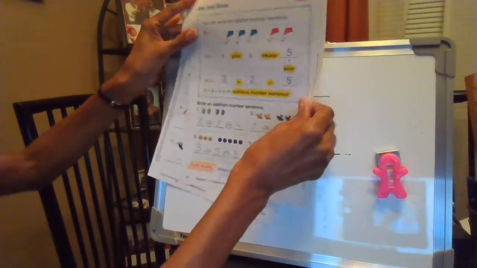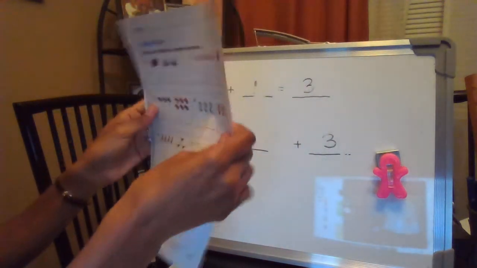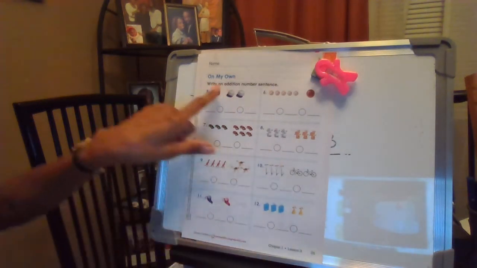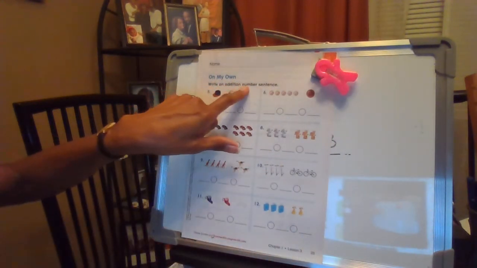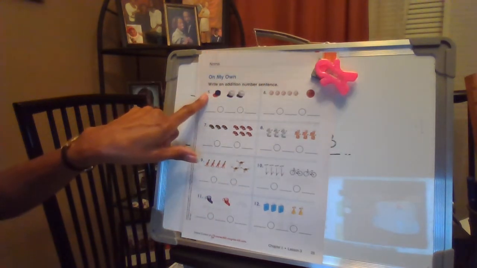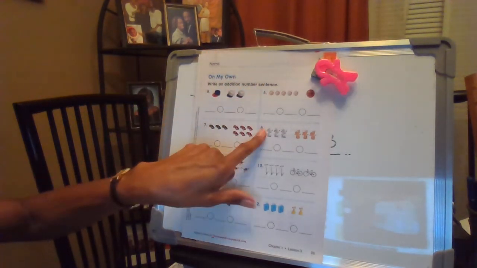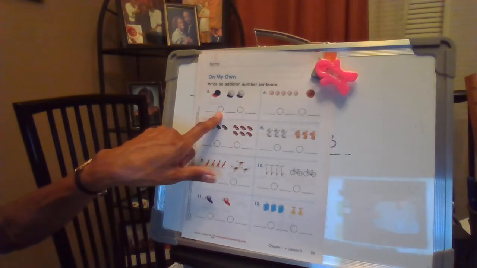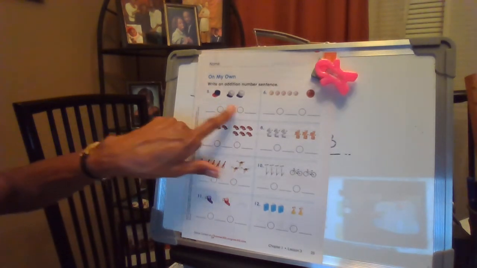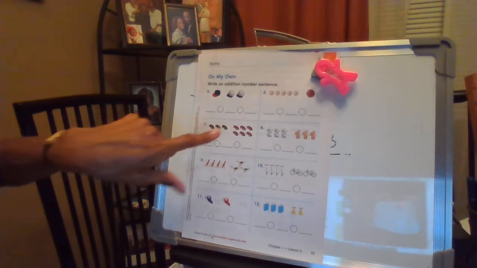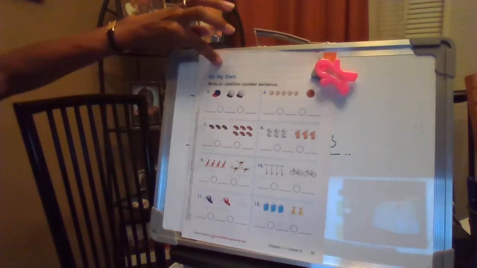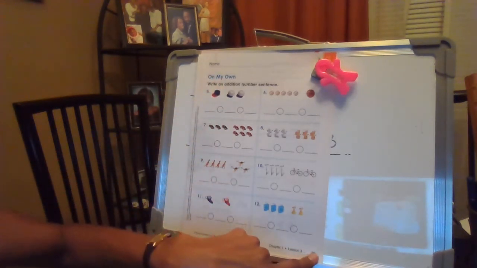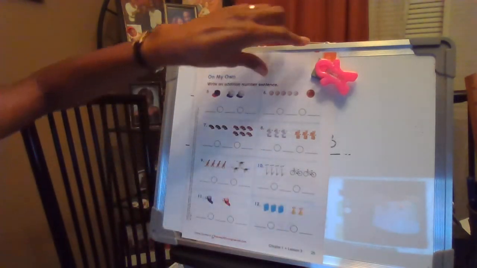All right, so now, boys and girls, that was page 24 of See and Show. You're going to complete on my own. This is page 25. On my own, write an addition number sentence to numbers 5, 6, 7, 8, 9, 10, 11, 12. Don't forget to write in your symbols. If you don't, it won't be considered an addition number sentence. And then you're going to write your name.